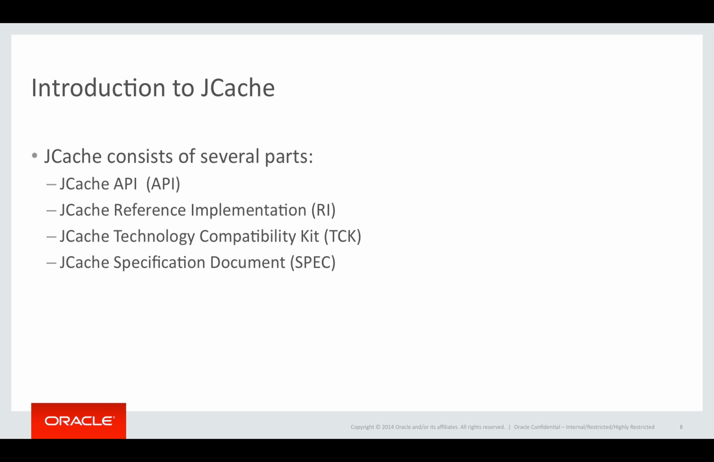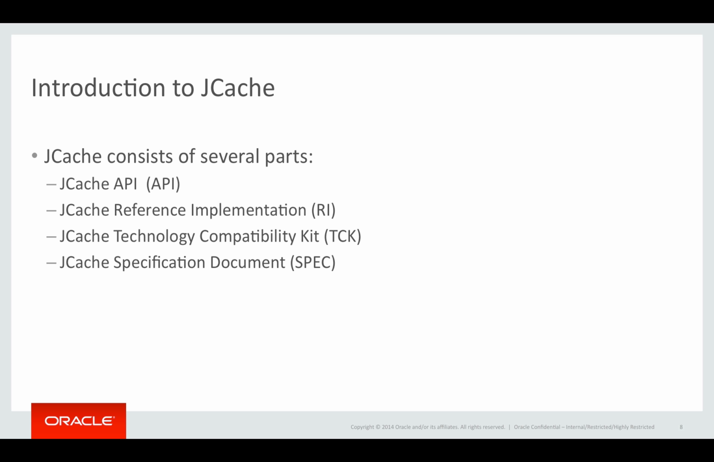When we talk about JCache, it's important to understand that in reality it consists of several parts, not all of which are useful to everyone. There's the JCache API, which developers use to interact with cache implementations. There's the JCache reference implementation, or what we call the RI, which is a compliant implementation of JCache that developers can use for free. It's open source, like the specification itself, to experiment with JCache.